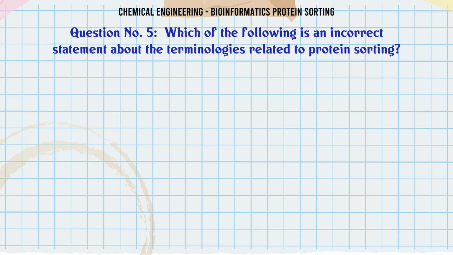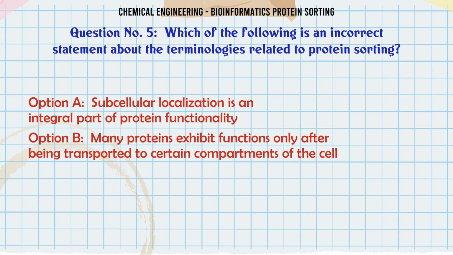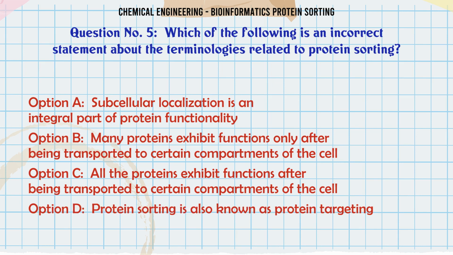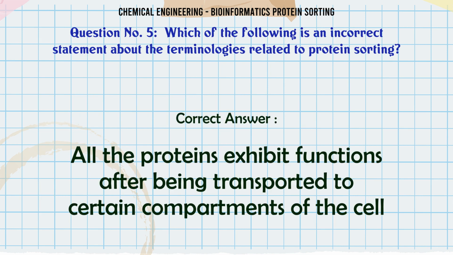Which of the following is an incorrect statement about the terminologies related to protein sorting? A. Subcellular localization is an integral part of protein functionality. B. Many proteins exhibit functions only after being transported to certain compartments of the cell. C. All the proteins exhibit functions after being transported to certain compartments of the cell. D. Protein sorting is also known as protein targeting. The correct answer is all the proteins exhibit functions after being transported to certain compartments of the cell.